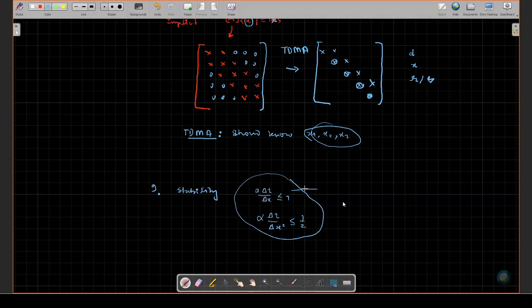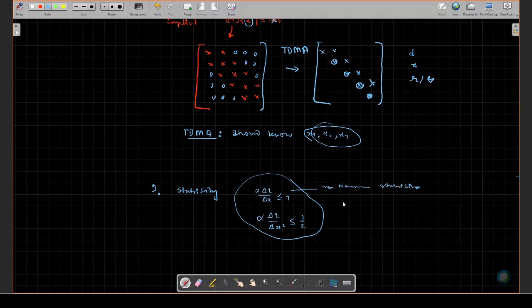So finding that condition, whether there is a condition or not, is the process of von Neumann stability analysis. This is very important. Whenever you are doing any simulation, you should do this von Neumann stability analysis in order to get some insight into the delta t, delta x values.